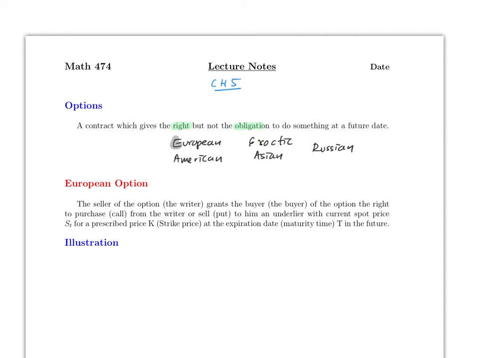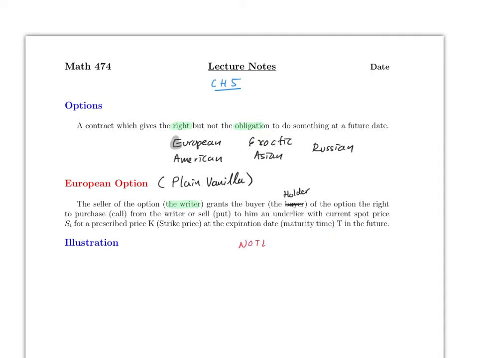Right, so let's start with the European option, which sometimes are just called plain vanilla options. A European option contract specifies the following. The seller of the option, which is going to be called the writer, and notation or terminology is important here. So the seller of the option is going to grant the buyer, who is also called the holder of the option, the right to either purchase, if it is a call, from the writer, or sell to the writer if it is a put, a stock, or any other underlier, at the current stock price, which is going to be called S_t, for a prescribed value of K, which will be called the strike price, at the expiration day, which is also called maturity time, T, in the future.